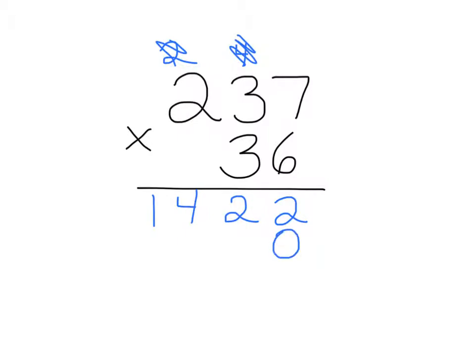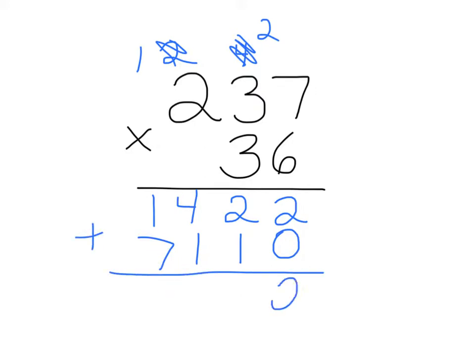3 times 7 is 21. The 1 here, carry the 2. 3 times 3 is 9, plus 2 is 11. 3 times 2 is 6, plus 1 is 7. Now I can add my partial products. 2 plus 0 is 2. 2 plus 1 is 3. 4 plus 1 is 5. 1 plus 7 is 8. 8,532.